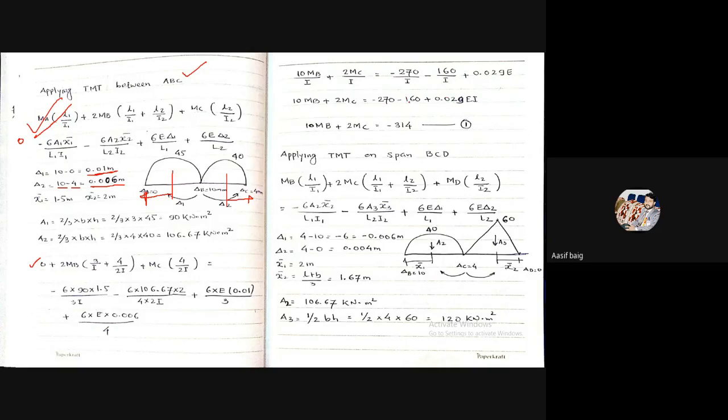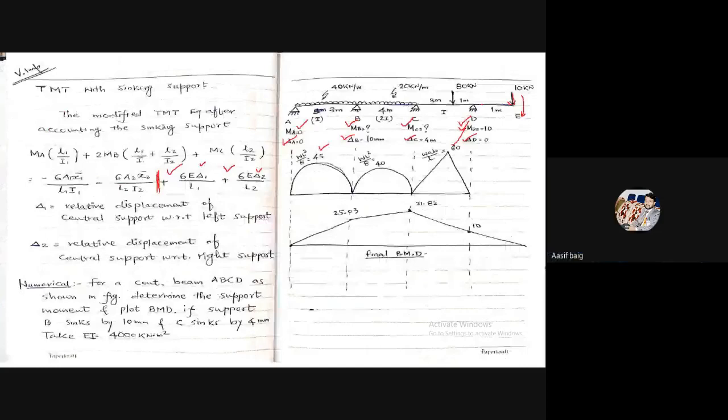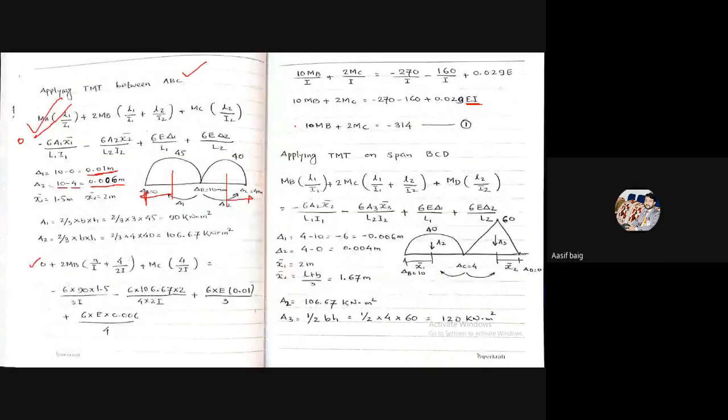We should multiply the whole equation by I. So the value will be 10 MB plus 2 MC is equal to minus 270 minus 160 plus 0.029 EI. The value of EI is given in the numerical itself. The value of EI is 1000 kilonewton meter square. After putting this value into the equation, we get 10 MB plus 2 MC is equal to minus 314. This is equation number 1.